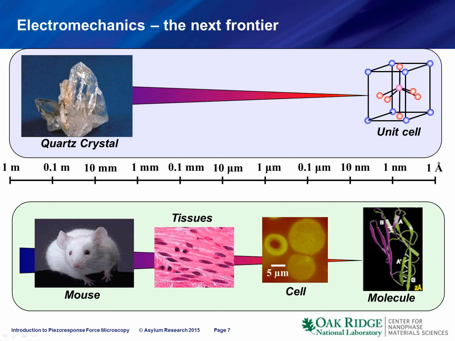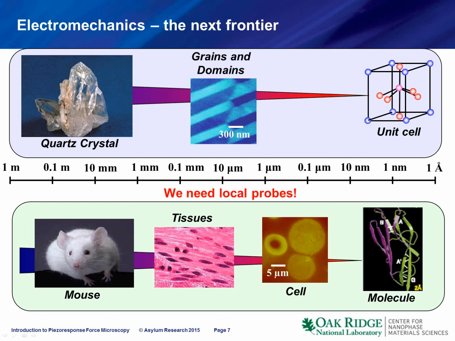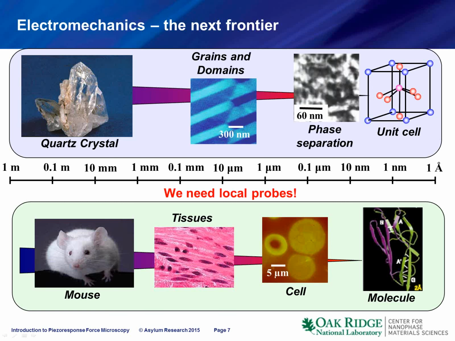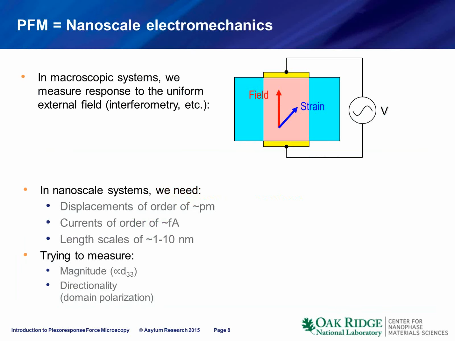Turns out that the same is true for inorganic materials. For example, single crystals tend to be an exception. If we want to study grains and domains, if we want to study the nanoscale phase-separated structure in relaxors, we really need the local probes to study the electromechanical coupling, ideally on the length scale of cells, phase-separated regions, or molecules. How can we do that?